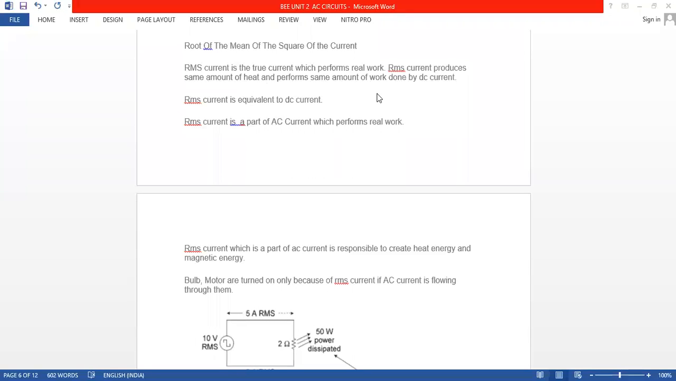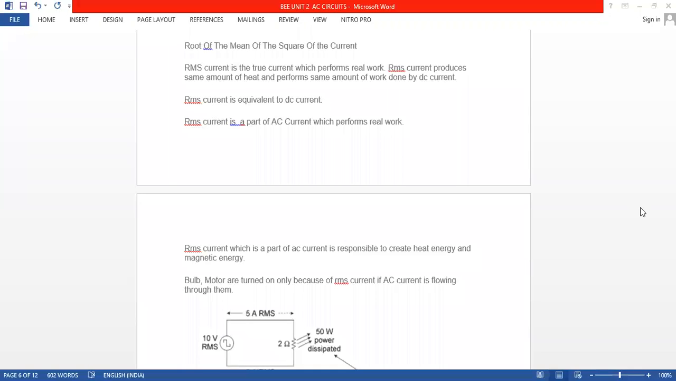Okay, so now what is the next explanation of RMS current? Here, this line I will explain. RMS current produces the same amount of heat and performs the same amount of work done by which current here? DC current. So RMS current is equivalent to DC current. It is not equal. RMS current's behavior and performance is equivalent to DC current. Whatever job is done by the DC current will be done by RMS current.